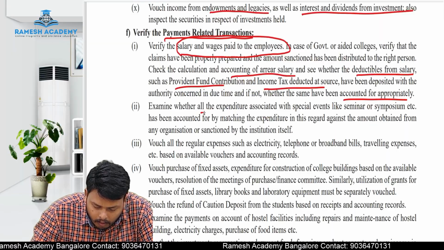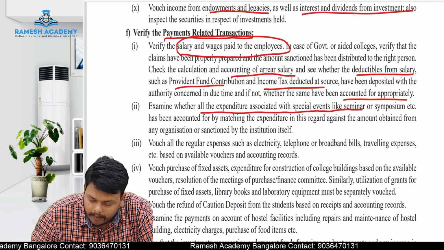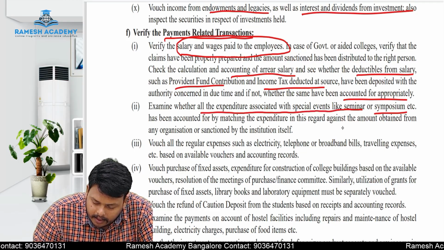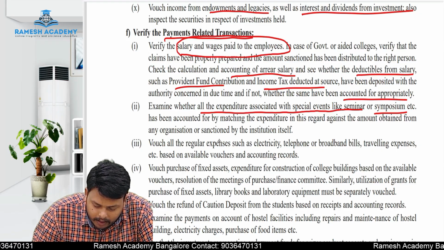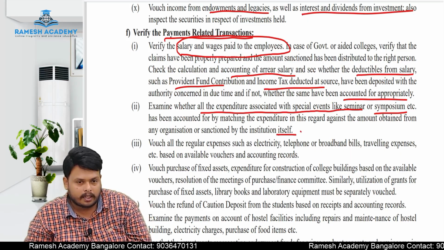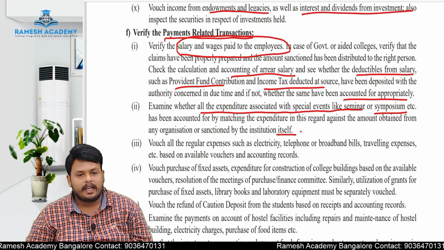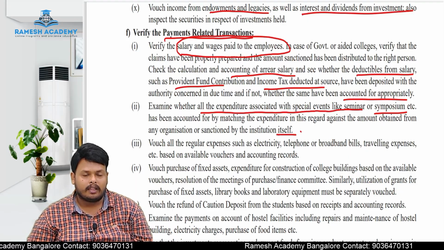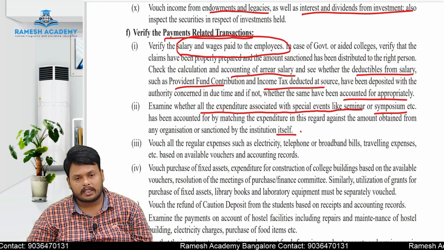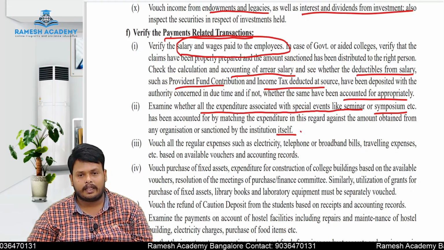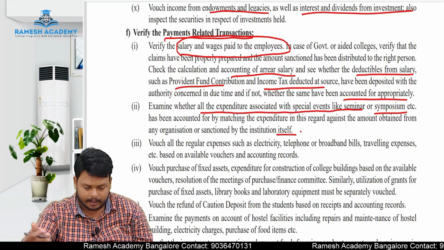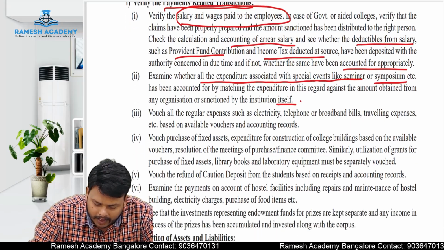Examine whether all the expenditure associated with special events like seminars and symposiums has been accounted for, by matching the expenditure against the amount obtained from any organization or sanctioned by the institution itself. Whenever they are spending for seminars, they have to see what expenditure they are expecting, if that expenditure is given by a donor, and whether the actual matches the standard they expected. Otherwise, if the education institution itself is spending, then the auditor has to examine all the expenditure associated with special events.